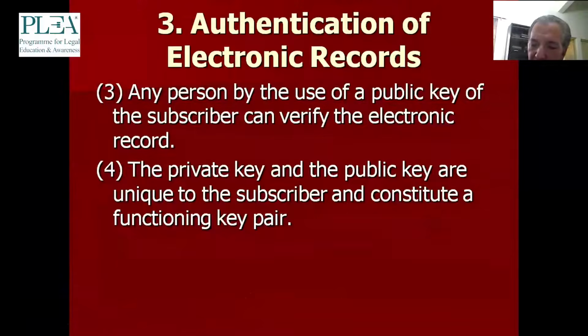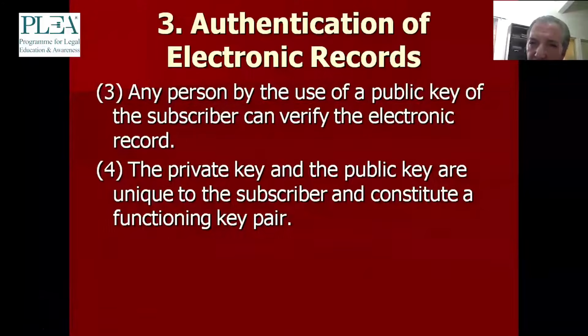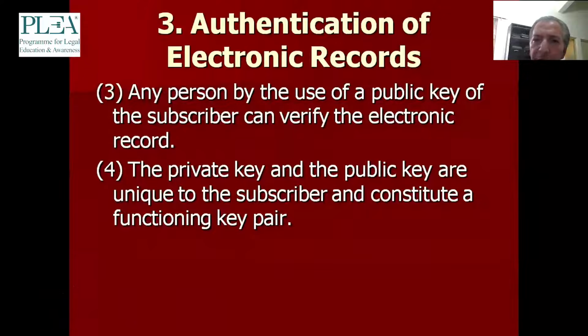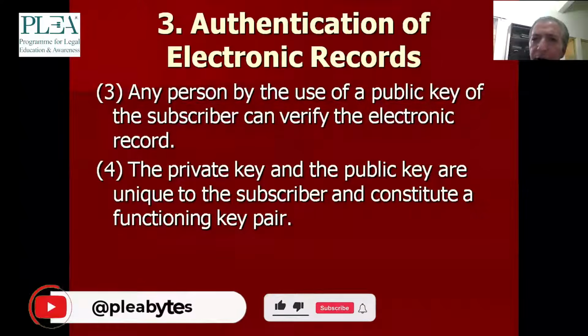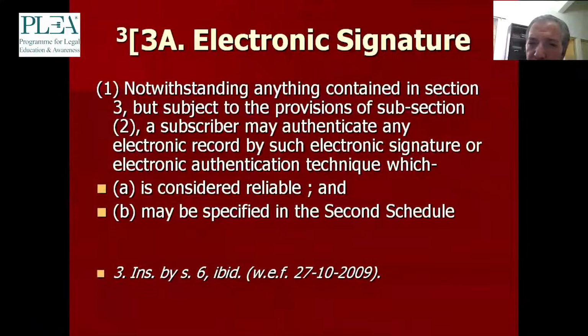So, authentication of electronic records: any person, by the use of the public key of the subscriber, can verify the electronic record that it is sent by a particular person. The private key and the public key are unique to the subscriber and constitute a functioning key pair. Maybe say two prime factors of a composite number, and that's why there is too much mathematics involved in it. Then electronic signature. This is a new section, 3A, added in 2008, which came into effect in 2009.